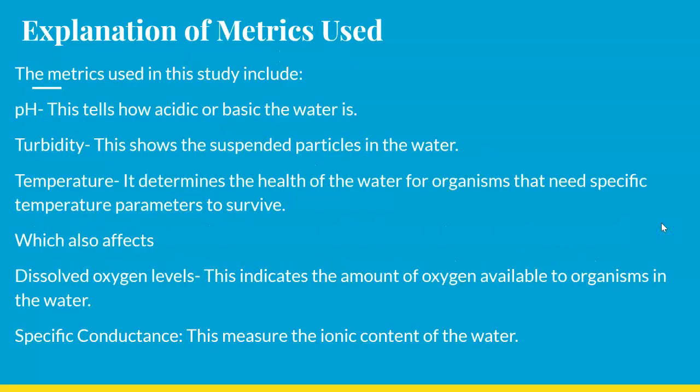The explanations of the metrics are that the pH tells how acidic or basic the water is. Acidic water reduces the oxygen level. It's not healthy for aquatic life or human consumption. Also, heavy metals are found in acidic water, which can lead to negative health effects. The turbidity shows the suspended particles in the water.